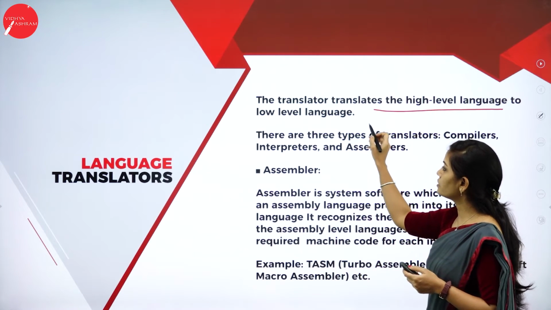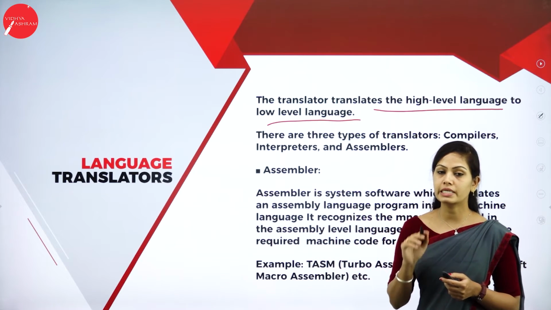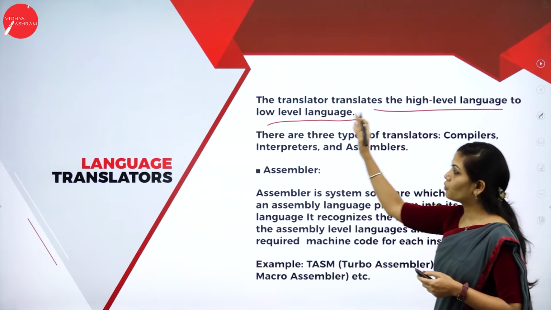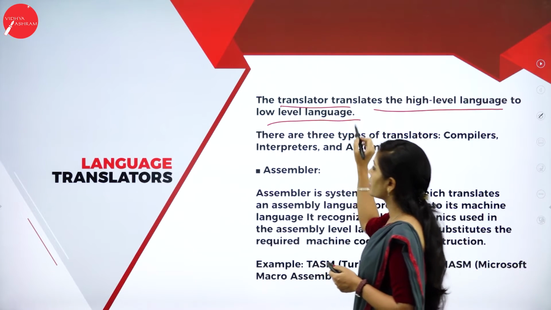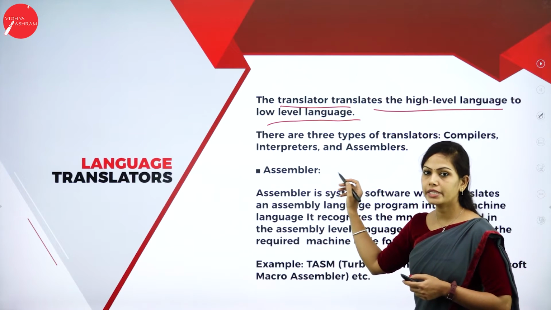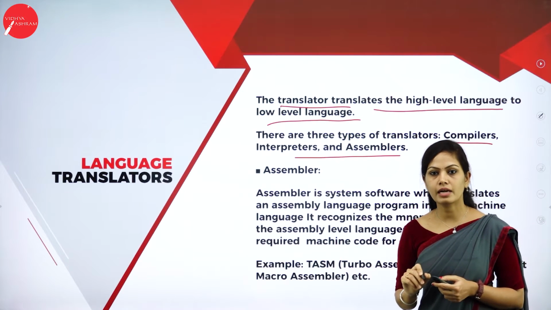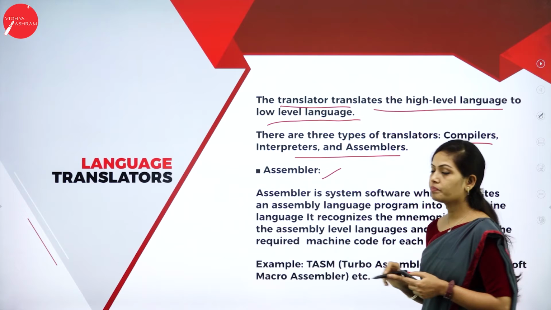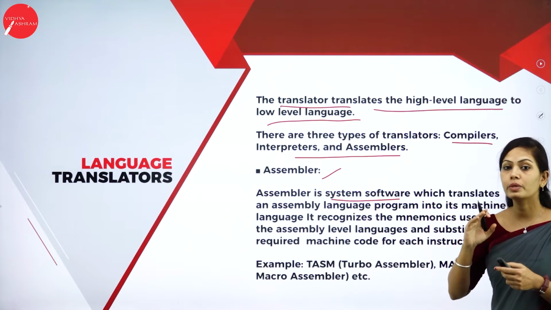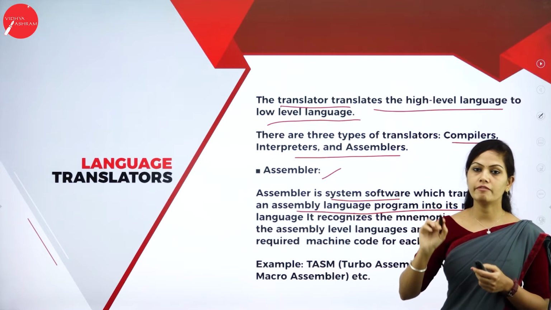In machine level language we have to convert all the data into machine readable code, that is binary zeros and ones. So for translating the high level language to low level language, a translator is required. We have three different types of translator, that is assembler, interpreter and compiler. So what is an assembler? An assembler is a system software which translates an assembly language program into its machine level language.